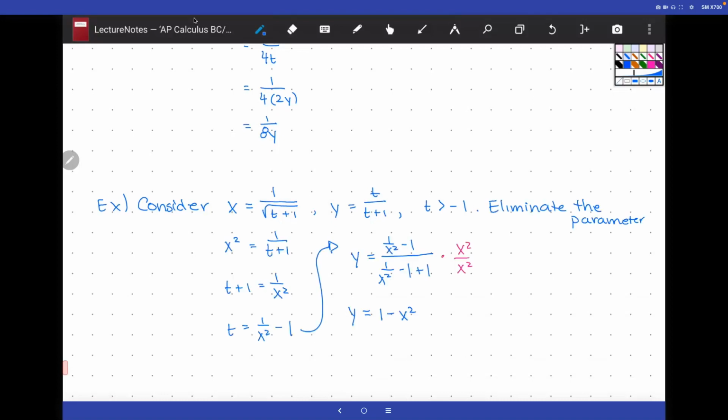So we got that. Oh, no, I just wanted to eliminate the parameter, not find the derivative. Ah, I got you. Yeah, the derivative would be negative 2x. Good job. When we say eliminate the parameter, it's literally rewriting it as an equation in terms of x and y. No more t, because you eliminate the parameter. Then you could take the derivative of this to find dy/dx.